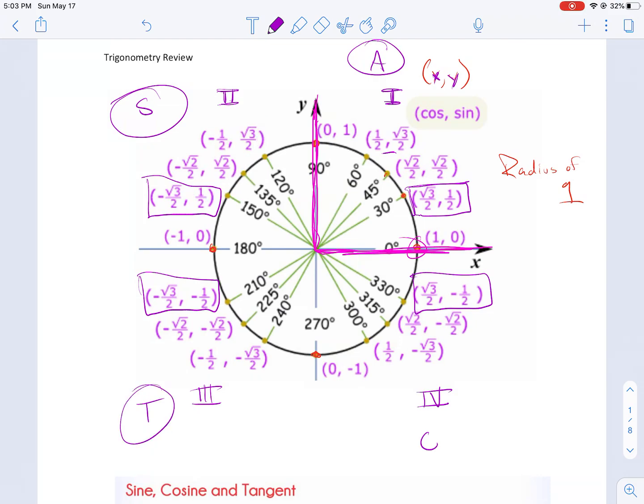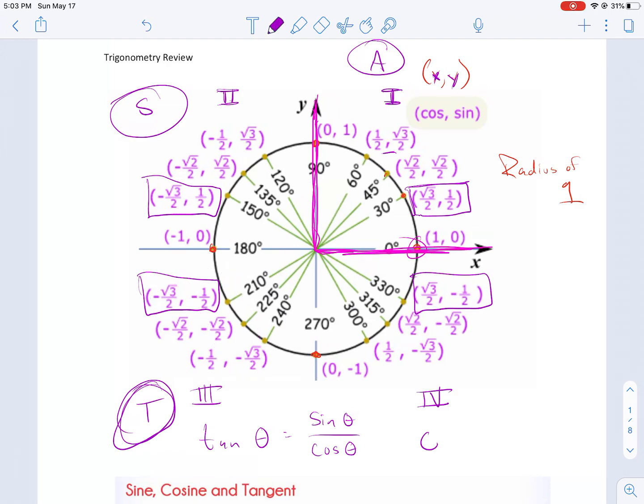Now, down here, for the T, what it stands for is our tangent values are positive. Now tangent is really just sine of theta over cosine of theta. That's one of our trigonometric ratios. And if you notice, both our sine and cosine in all these spots here are negative. So what happens when you divide a negative by a negative? It becomes positive. So that's why all our tan values are positive in the third quadrant.